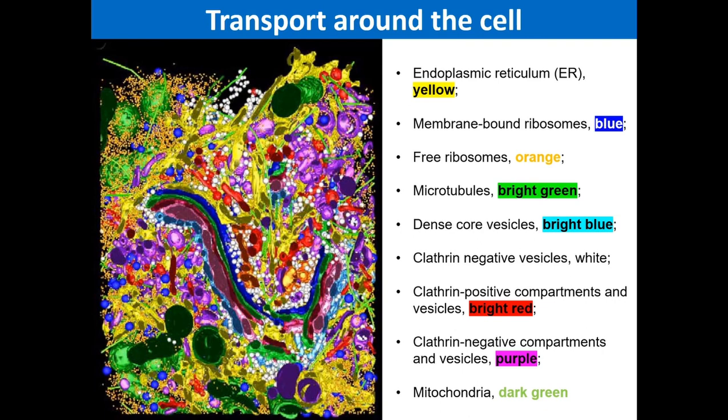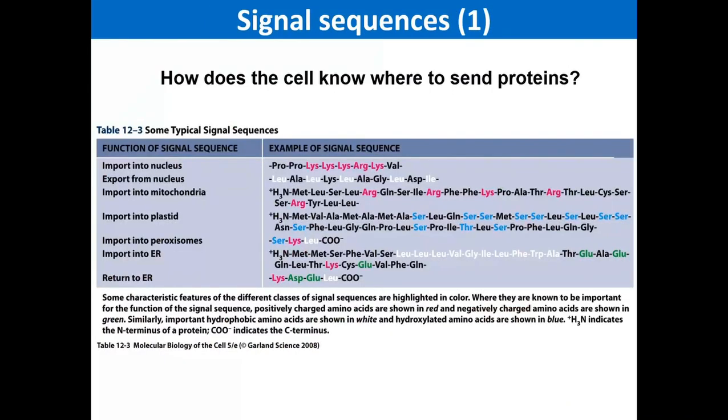And you can see how much of a mess these can be. Yeah, you have the endoplasmic reticulum in yellow, the membrane-bound ribosomes in blue, free ribosomes in orange, microtubules in bright green, dense core vesicles in bright blue, clathrin negative vesicles in white, clathrin positive compartments and vesicles in bright red, clathrin negative compartments and vesicles in purple, and so on. So it is fundamental to know how things move from one compartment to the other.